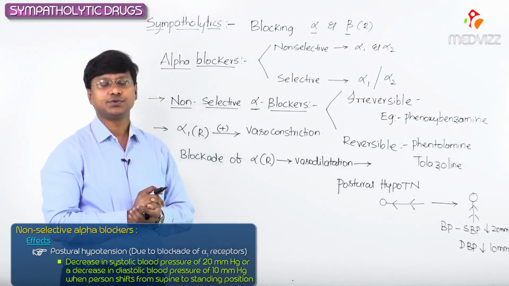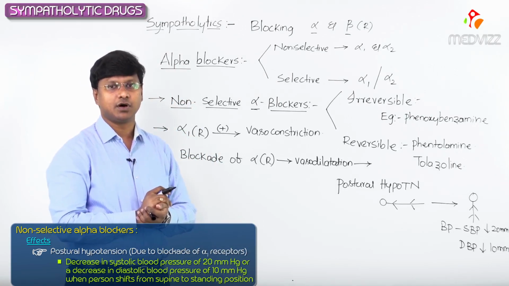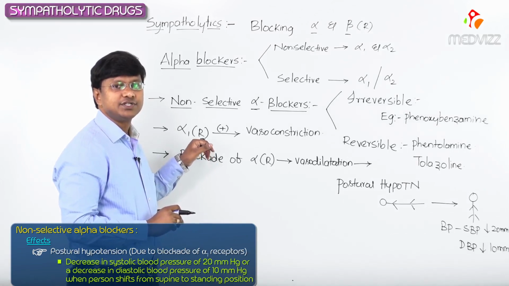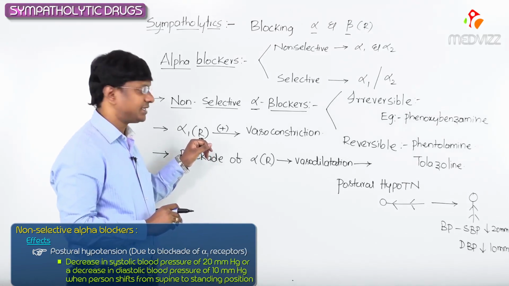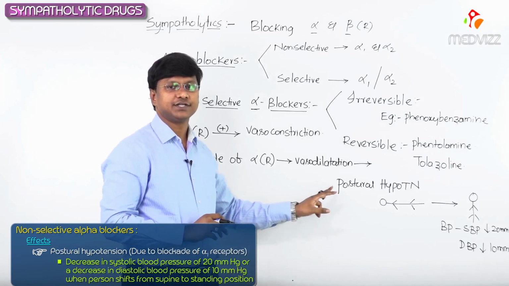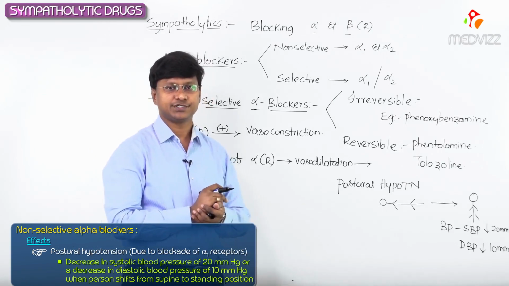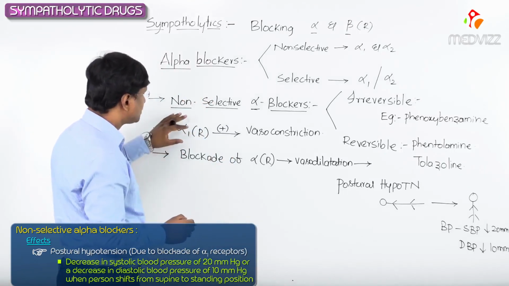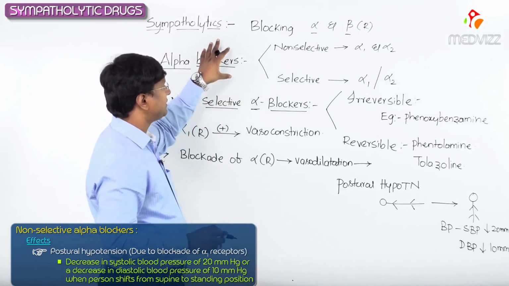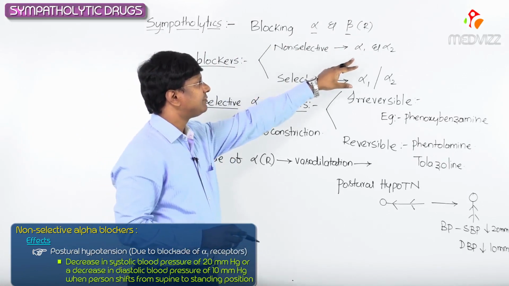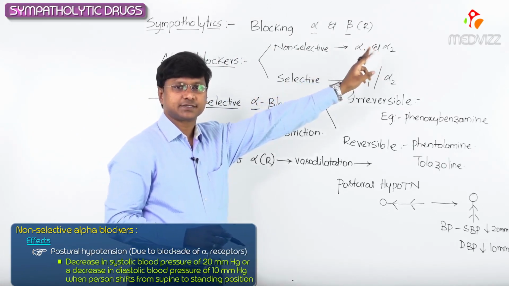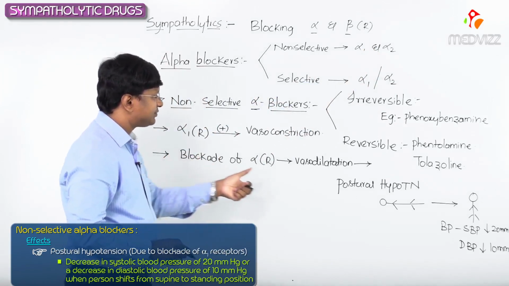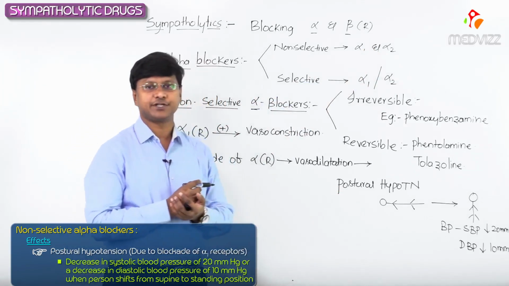And why is this? This is due to antagonism of the vasoconstrictor alpha 1 receptors, which causes vasodilatation as well as postural hypotension. Alright, next. Non-selective alpha blockers block both alpha 1 and alpha 2 receptors. Because of the blockade of alpha 1 receptors, there is vasodilatation and postural hypotension.